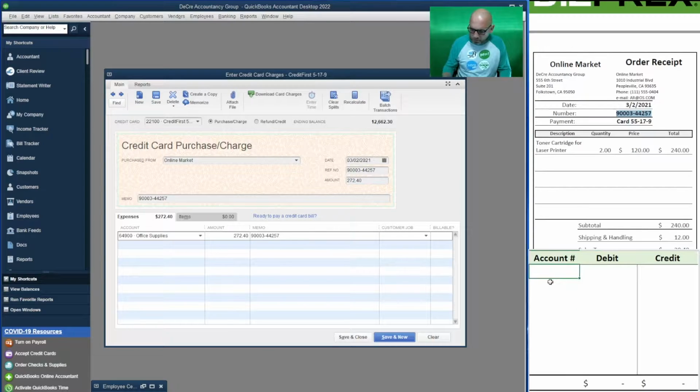So what's happening? Our liability goes up because we're using the credit card to purchase some office supplies. And our office supplies expense goes up as well, and expenses go up when debited. There it is, debits and credits are in balance. This amount is a debit to 64,900, and this amount is a credit to 22,100.